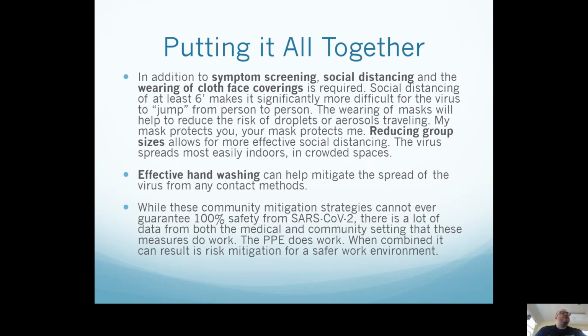With these community mitigation strategies, we cannot ever guarantee 100% safety from SARS-CoV-2. The virus is still actively circulating in our community. However, there is a lot of data from the medical and community settings that have been operating in an emergency mode. Think emergency daycare centers, grocery stores, essential businesses, things like that, that these measures, social distancing, mask wearing, do work. The PPE does work. And that when using it all together, we can significantly reduce the risk of transmission of the virus, and therefore create a safer work environment.